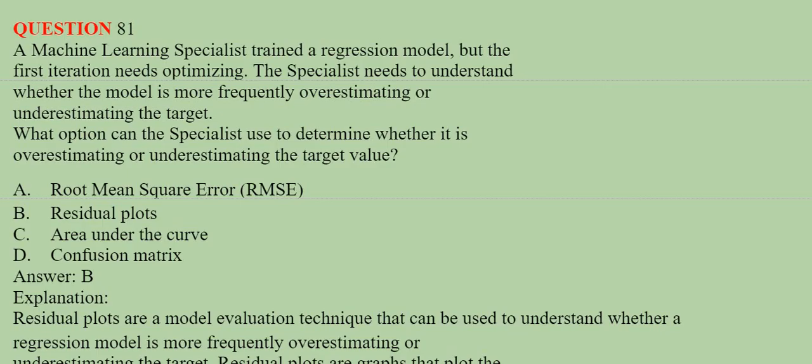Option A: Root Mean Square Error (RMSE). Option B: Residual plots. Option C: Area under the curve. Option D: Confusion matrix. Correct answer is option B.